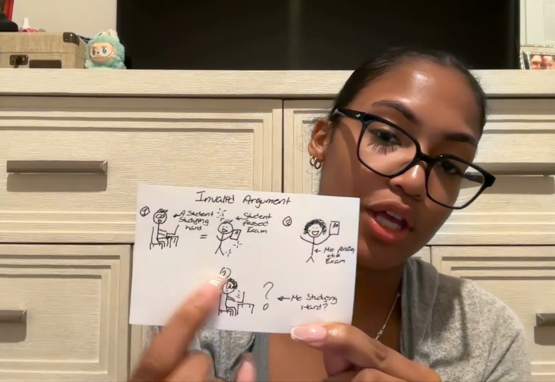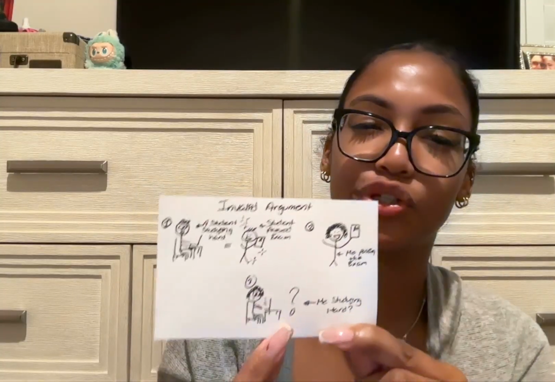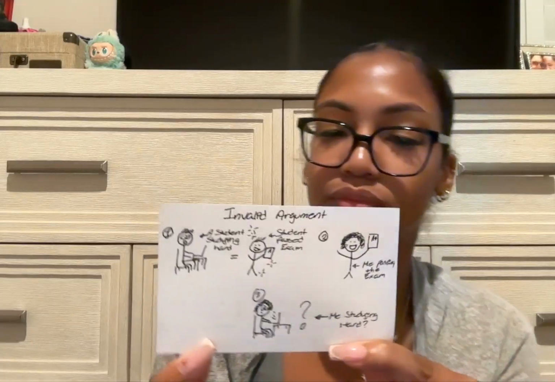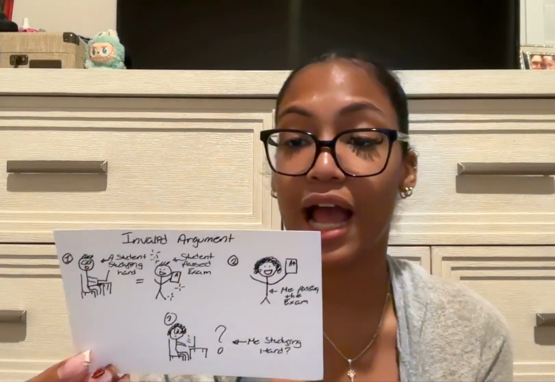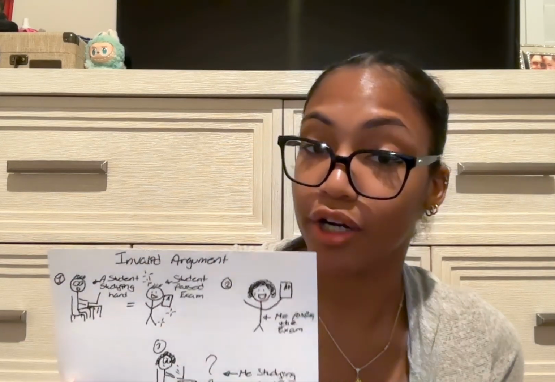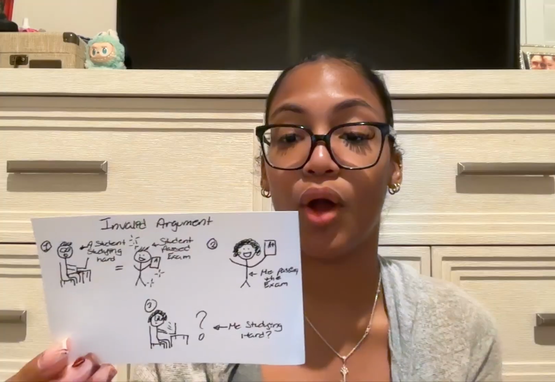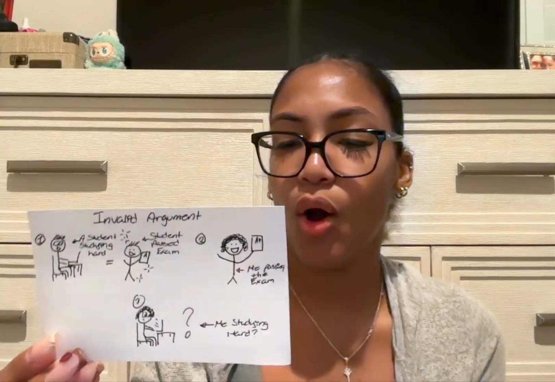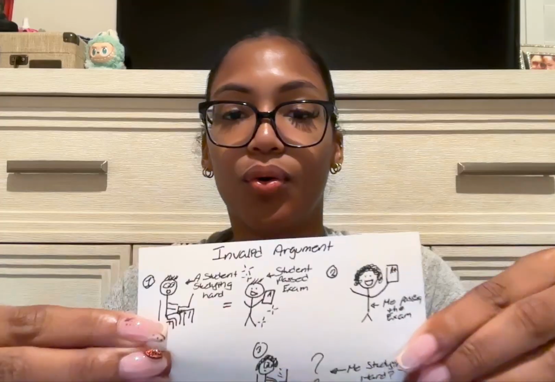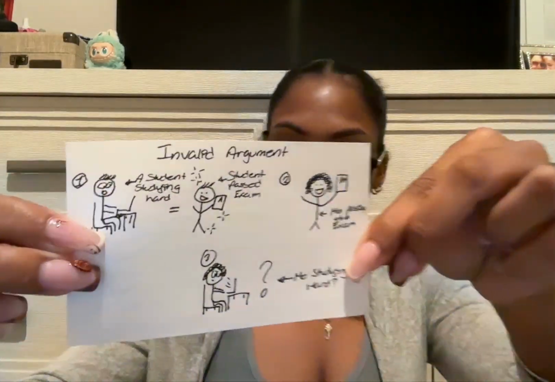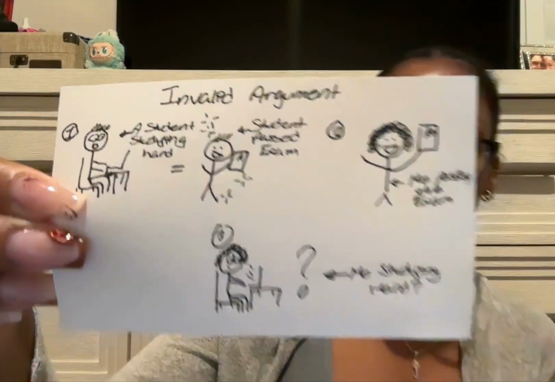And then here is our conclusion. This is me studying hard, but there's a question mark next to it. This argument is invalid because passing the exam does not guarantee that I studied hard. Maybe I guessed very well and got lucky, or maybe the exam was just easy. Who knows? But this does not support a valid argument. This is quite invalid.